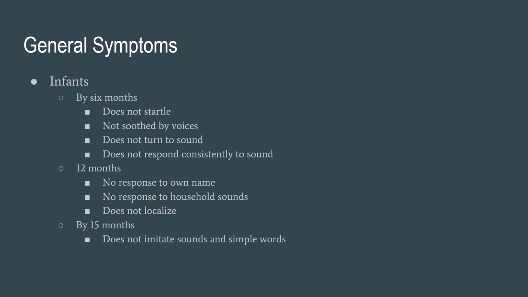There are many general symptoms of hearing loss. Infants by 6 months, if the child does not startle or is not soothed by voices, does not turn to sound, or does not respond consistently to sound, they may have a hearing loss. At 12 months, if there's no response to their own name, no response to household sounds, and does not localize to a certain sound, that child may also have a hearing loss. And by 15 months, if the child does not imitate sounds in simple words, a hearing loss may be present.